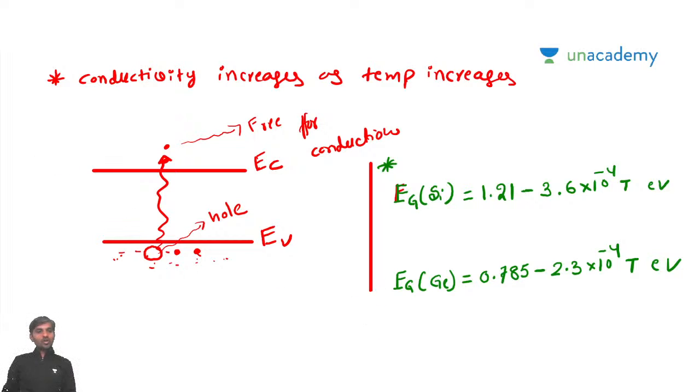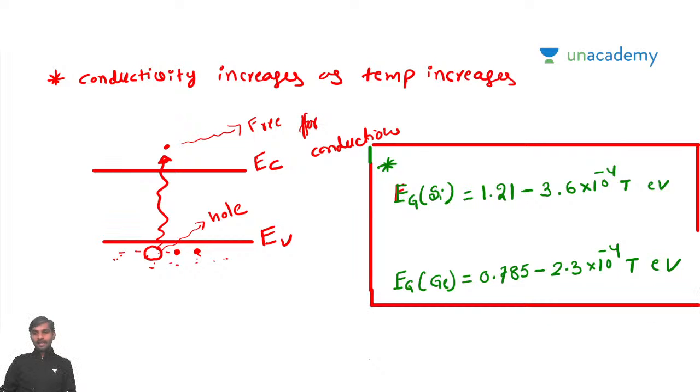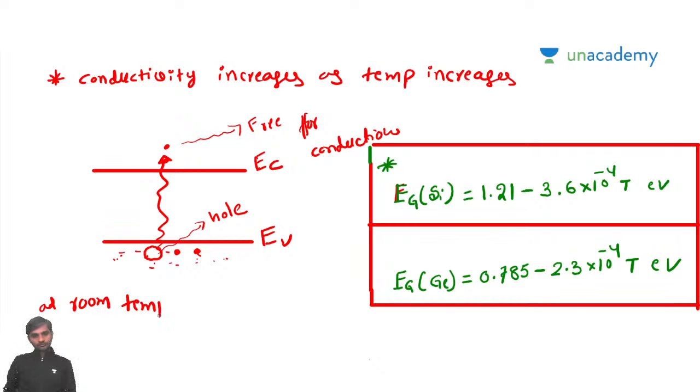Okay, now if these two are the formulas to be remembered, tell me what will happen at temperature T equal to 300 degrees Kelvin. That is room temperature. At room temperature, what will be the energy gaps of these two, silicon and germanium? So at 300 degrees Kelvin, the energy gap of silicon is how much? Can somebody tell me?